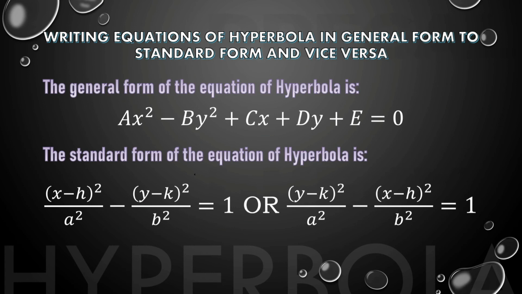So, writing equations of hyperbola in general form to standard form and vice versa. So, ito yung kanyang general form. Almost same lang siya sa ibang conic sections. Yung pinagkaiba niya lang sa iba is yung negative y squared. And then, yung standard form niya. Kapag horizontal, kasi positive yung x minus h squared. And then, vertical naman, kapag yung y minus k squared yung naunang numerator or yung may positive na sign.